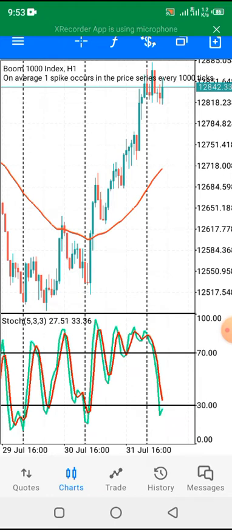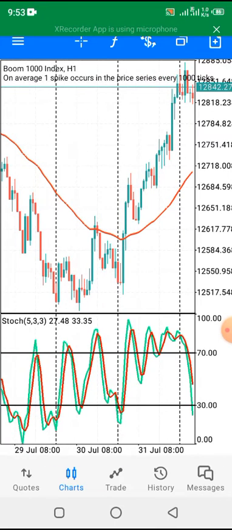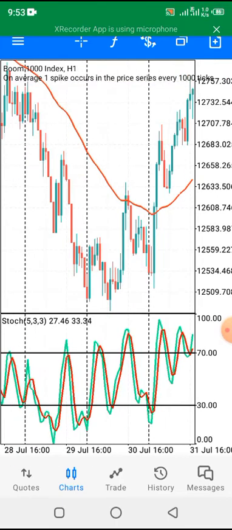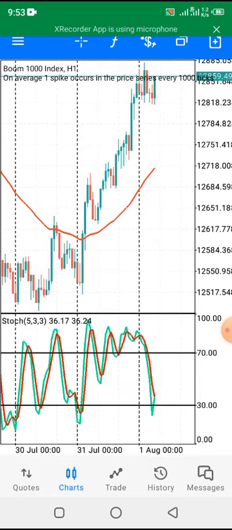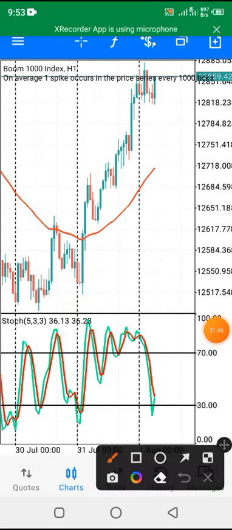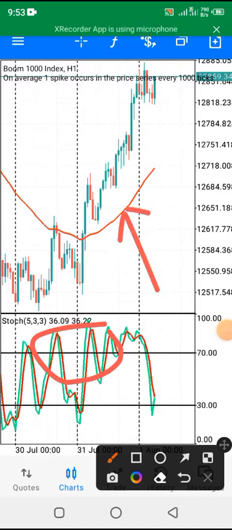Okay, guys. So let me just head straight and show you how the strategy works, right? Without much further ado, right? Okay, guys, look here, right? The strategy requires only these two indicators, right? Which is the stochastic and this moving average over here, right?